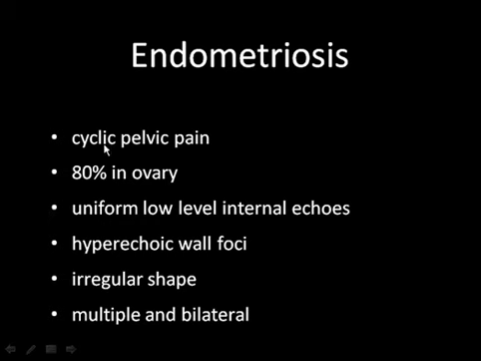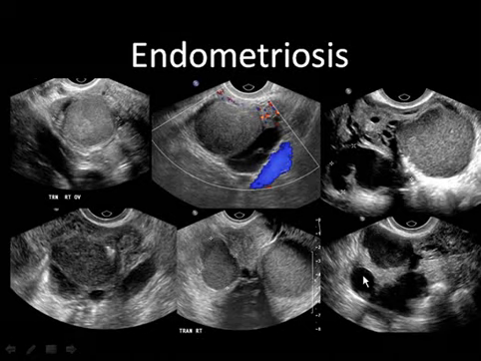Now, endometriosis presents with intermittent or cyclic pelvic pain. 80% of endometriosis is found in the ovary. Endometriomas appear with uniform low-level internal echoes. They may present with hyperechoic wall foci. The cysts may be irregular in shape and multiple and bilateral.